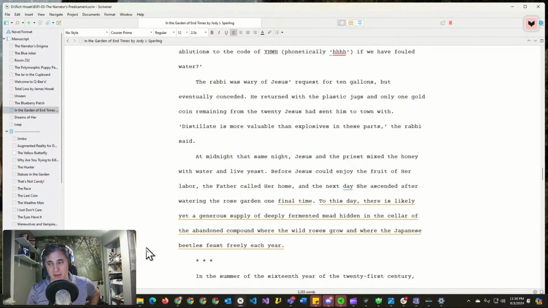To this day, there is likely yet a generous supply of deeply fermented mead hidden in the cellar of the abandoned compound where the wild roses grow and where the Japanese beetles feast freely each year.